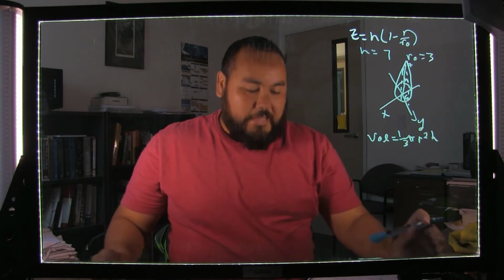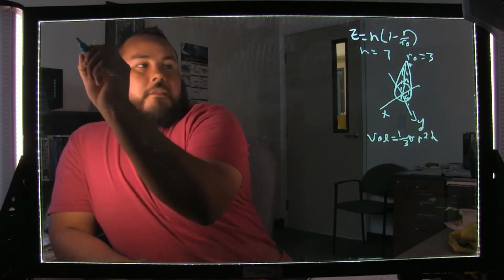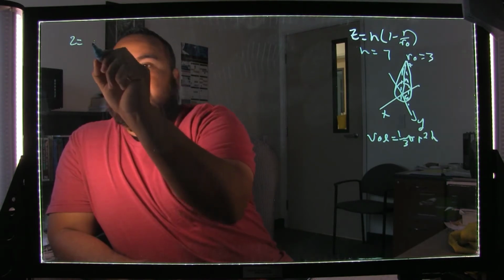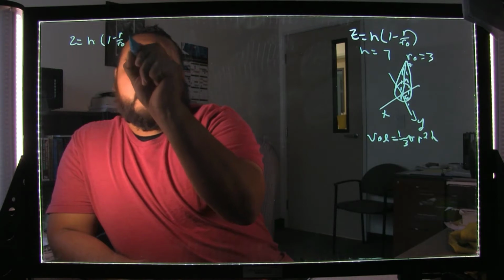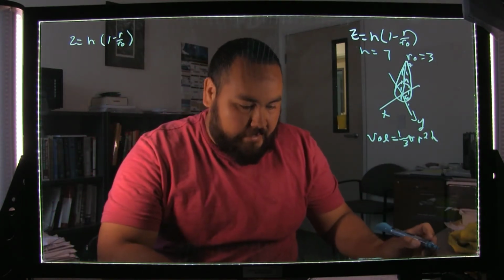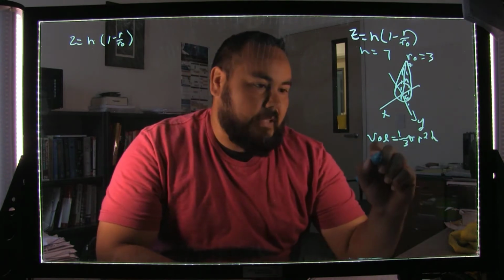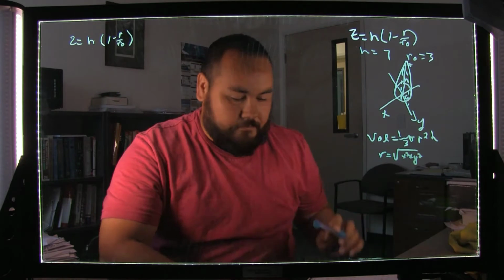So the first thing we have to do is find our bounds, and since we have z, I'm going to start with that. We said z equals h times (1 minus r over r sub o). Another thing we know is that r equals the square root of x squared plus y squared, so we're going to need that.